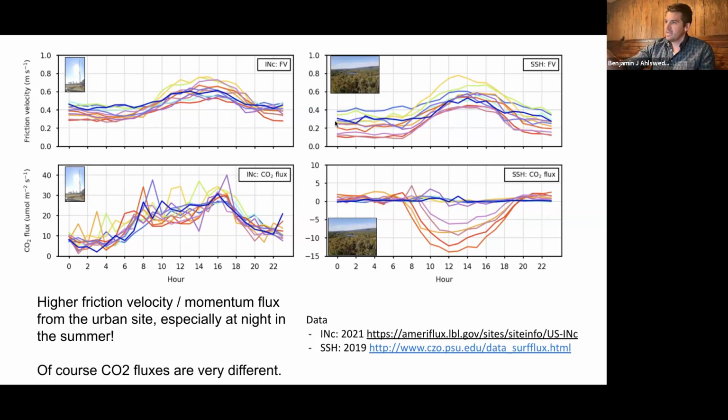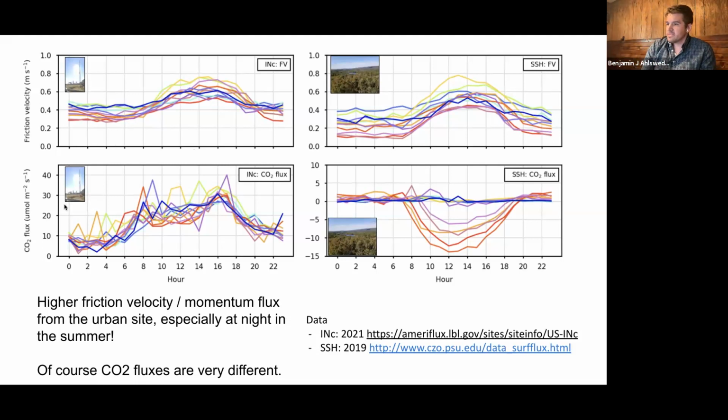You see the same pattern again over the Shale Hills site, with lower friction velocity at night, higher friction velocity during the day, and then decreasing. What I think is kind of interesting is that the maximum friction velocity between these two systems is about the same, but the minimum is quite different: we actually have higher turbulence at the urban site at nighttime, Indianapolis, compared to Shale Hills. That could contribute to an urban heat island effect, because that increased turbulence is bringing warm air from the atmosphere down onto the surface layer.